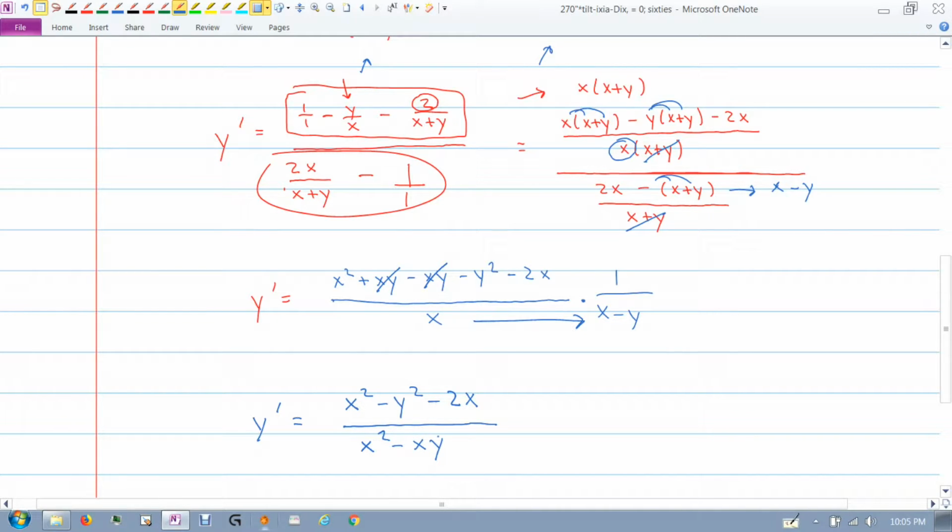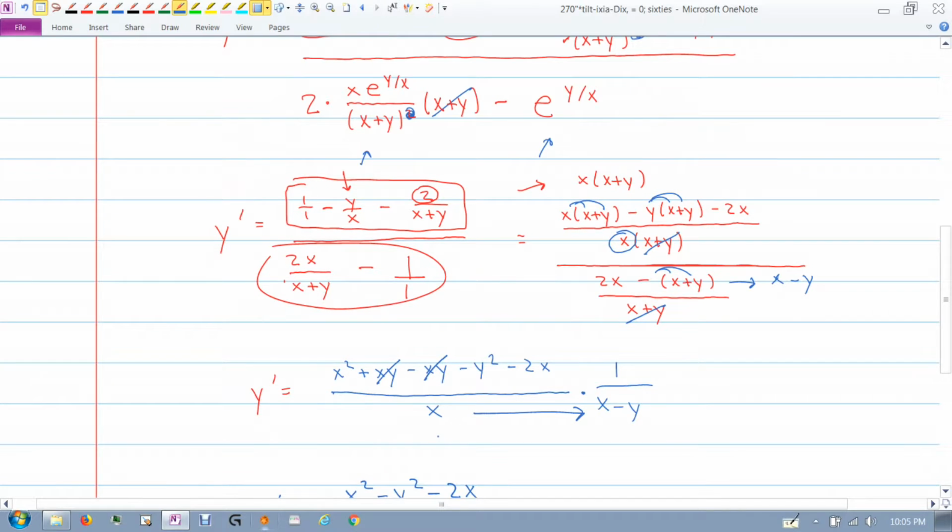I feel like I missed a sign here. Let me just double check. Get a common denominator here. Got x times x plus y, negative y times x plus y. And then here, this one was only missing the x.